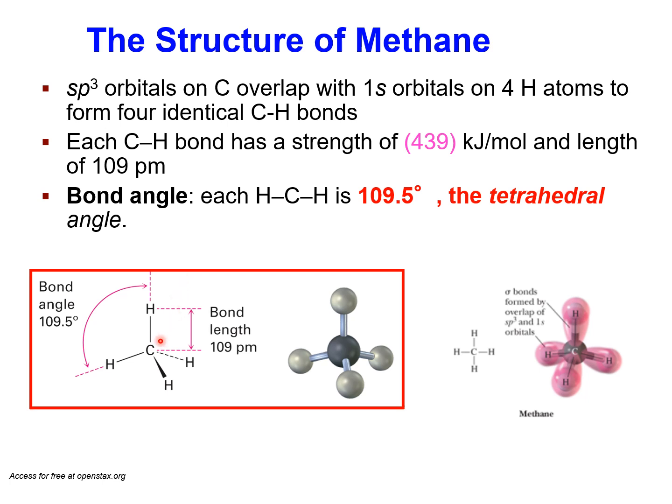Now, each of the sp3 hybrid orbitals on the carbon can overlap with the 1s orbital of a hydrogen atom to form a covalent bond. So we have 4 covalent bonds, and each has an overlap of an sp3 hybrid orbital from carbon and an s orbital from the hydrogen atom. Since they are at the 4 corners of a regular tetrahedron, all of them will have the bond angle of 109.5 degrees. And all these bonds are called sigma bonds, formed by the overlap of an sp3 hybrid orbital of carbon and an s orbital of hydrogen, as shown in this picture.